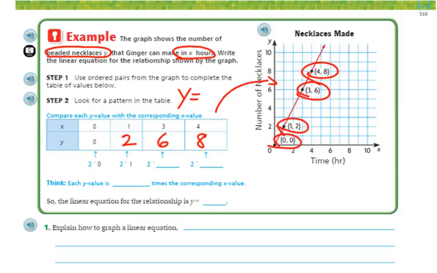Okay? I'll notice, how do I get from 0 to 0? Anything multiplied by 0 is 0. 1 times 2 gets me 2, 3 times 2 gets me 6, 4 times 2 gets me 8. Sorry, that should be a 3. It looks like we are multiplying by 2. So each value of Y is 2 times the corresponding X value. So the linear equation is going to be Y equals 2X.